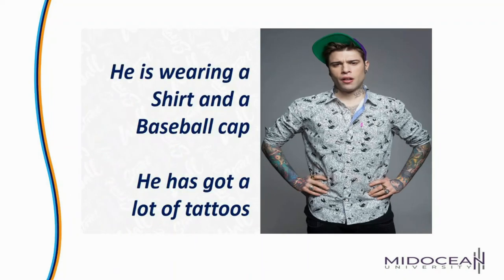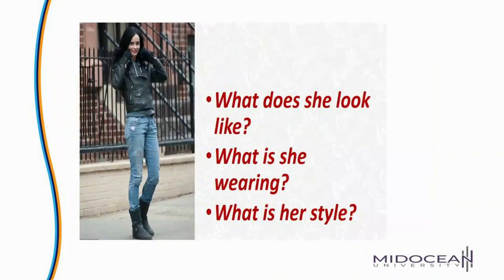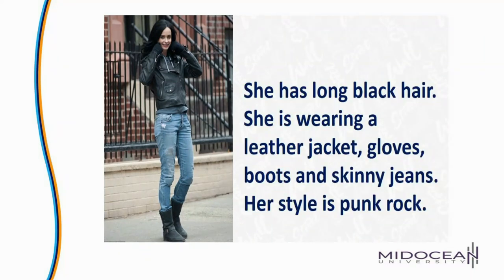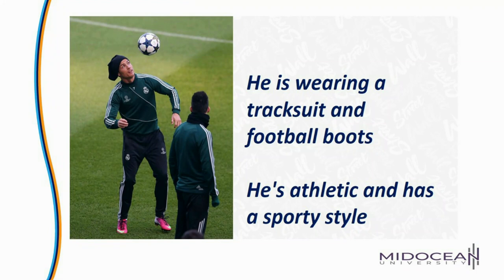As you see, this boy is wearing a shirt and a baseball cap. He has got a lot of tattoos. Photo number two. What does she look like? What is she wearing? And what is her style? So, as you see here, this girl has long black hair. She's wearing a leather jacket, gloves, boots, and skinny jeans. Her style is punk rock. Next photo. Here, Cristiano Ronaldo is wearing a tracksuit and football boots. He's athletic and has a sporty style.